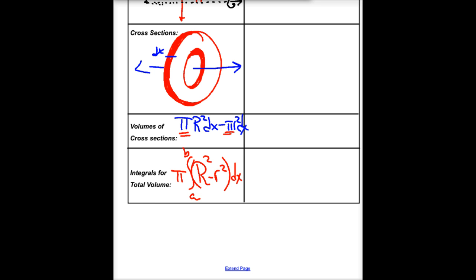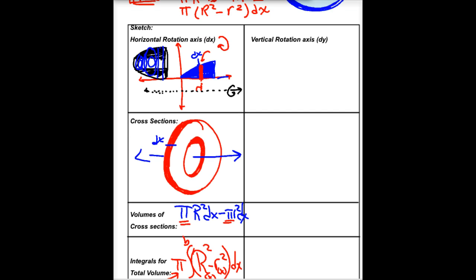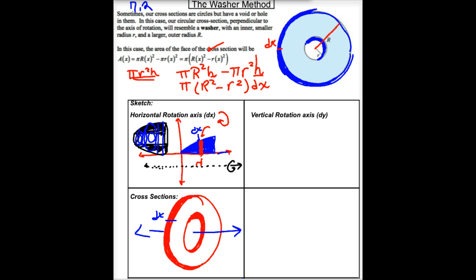So this is the formula, but I like to show you where it comes from, because if I just give it to you, some books will have the radius as a function of x, so it might say r of x squared. That's what we get when we do horizontal rotation. When we rotate vertically, I'm going to take my favorite square root function again.